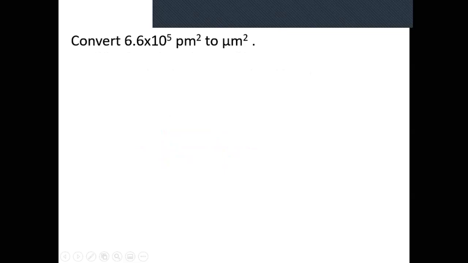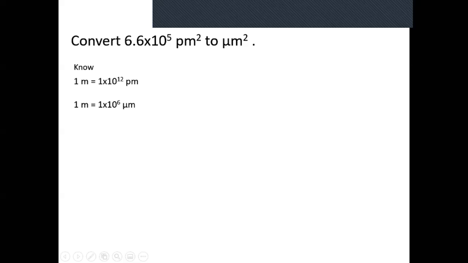Now we're going to go to squared metric units. So we want to convert picometers squared to micrometers squared. Here we may not know the squared conversion factors, but we do know the normal conversion factors: 1 meter is 10 to the 12 picometers and 1 meter is 10 to the 6 micrometers. The way we get the squared conversion factors is we square both sides. When you square a power, you just multiply that power by 2.